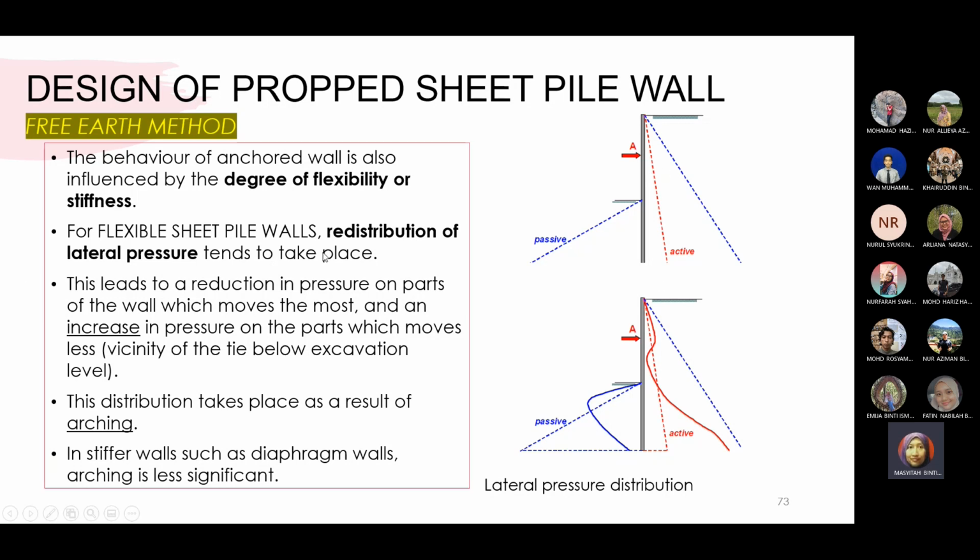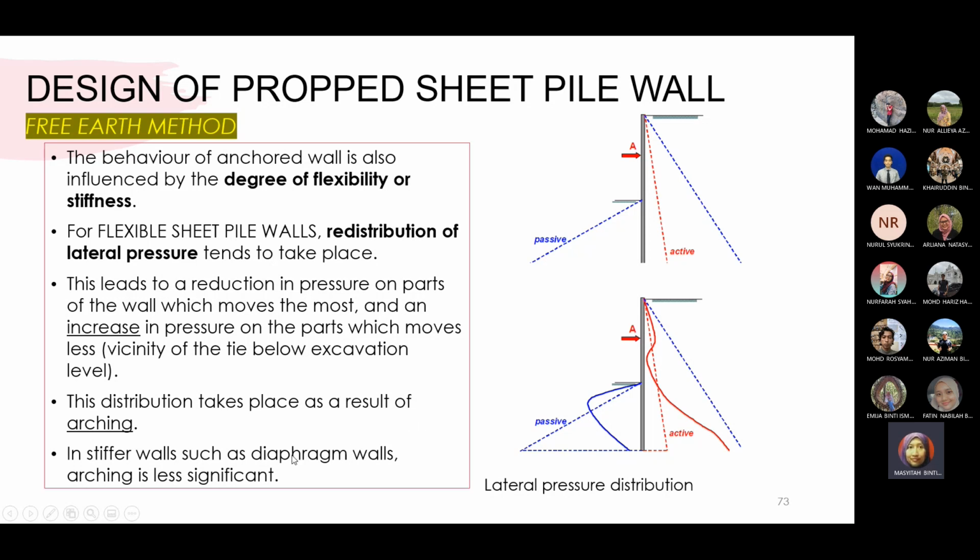So for flexible sheet pile walls, the redistributions of the lateral pressure tend to take place. This leads to a reduction in pressure on parts of the wall which move the most and an increase in pressure on the parts which move less, below the excavation. Here is the toe, so the changes can be seen from this diagram at the bottom. So this distribution takes place as a result of arching. It means there are some forces that we put on the retaining wall. If it is a stiffer wall such as a diaphragm wall, or whatever we apply here, the arching is less significant. So it depends on the types of wall.